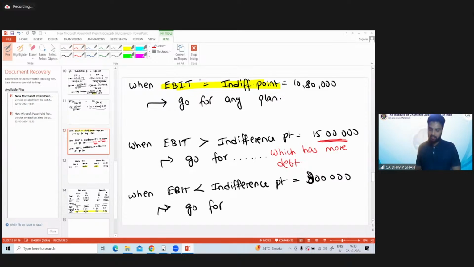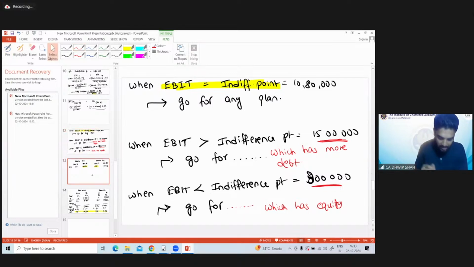Are you getting this? But when your EBIT is less than indifference point, means your earning capacity is not that much. So go for less risk. आपकी capacity नहीं है, then why you are taking risk? Understood? Then go for that plan which has high equity. Did everyone follow this concept?